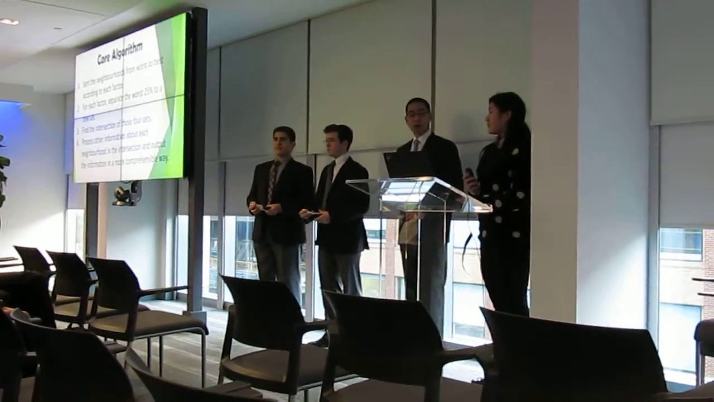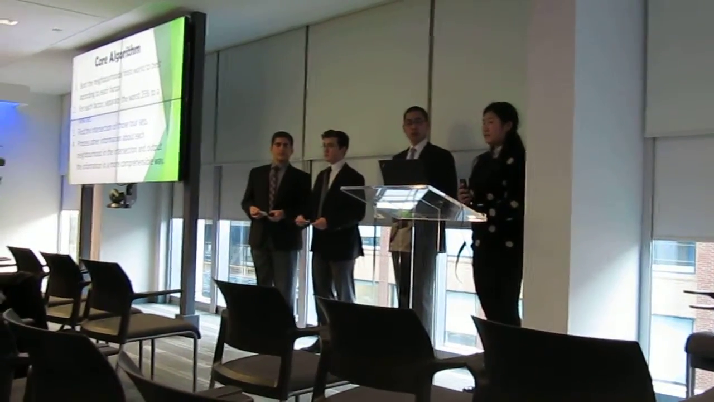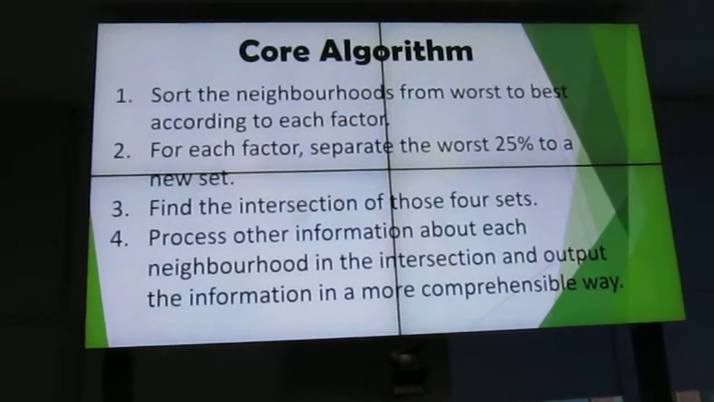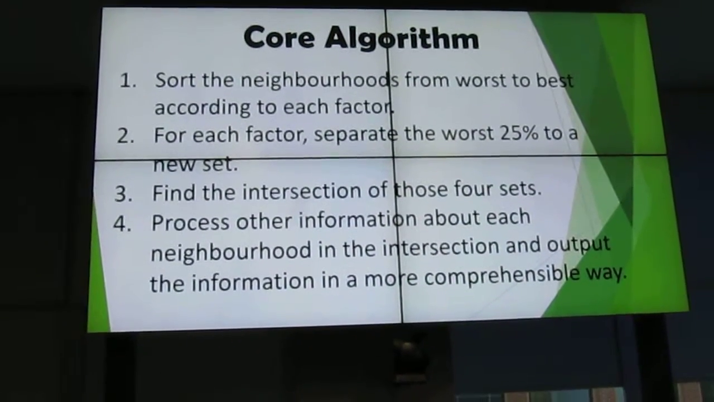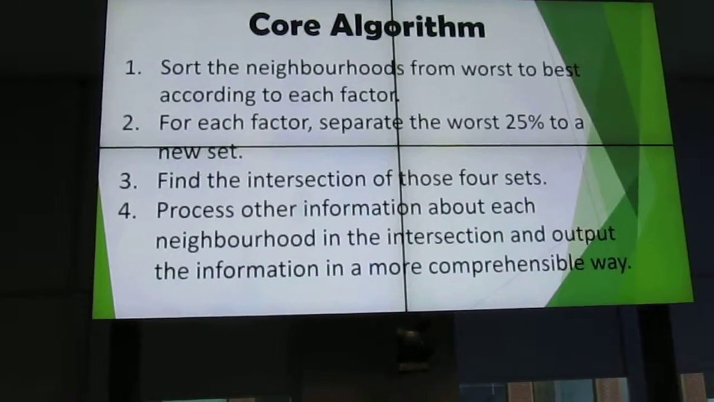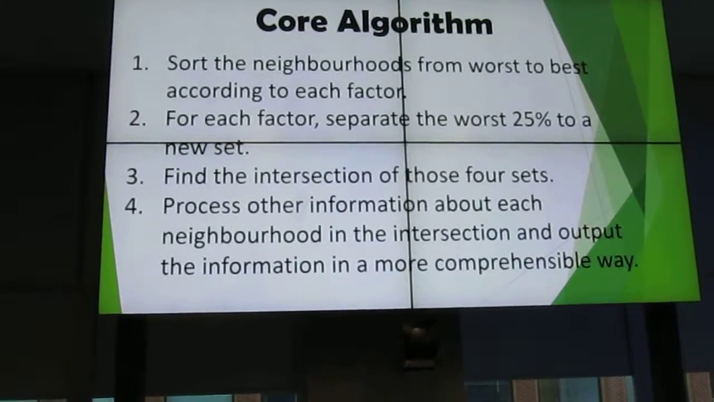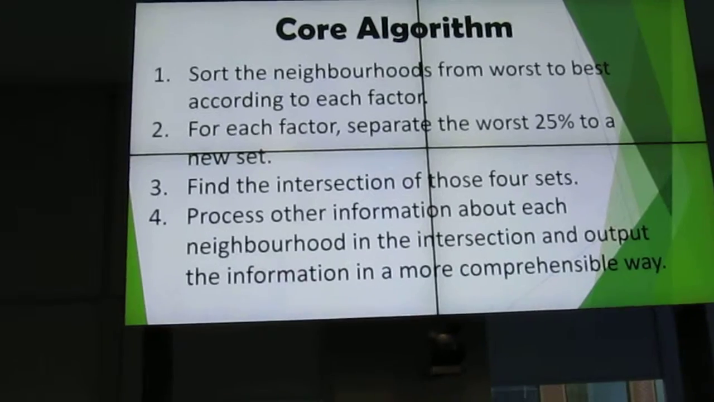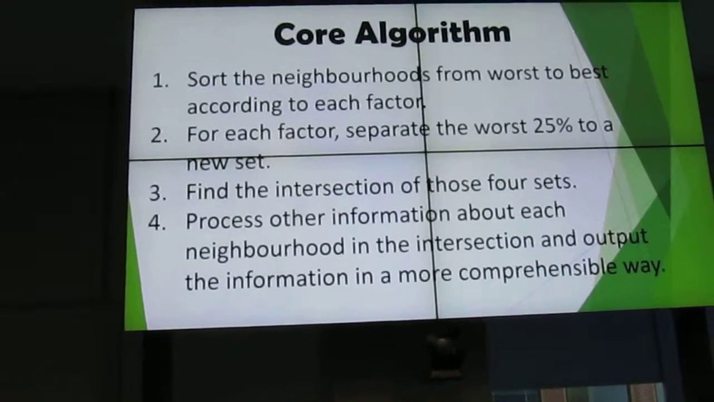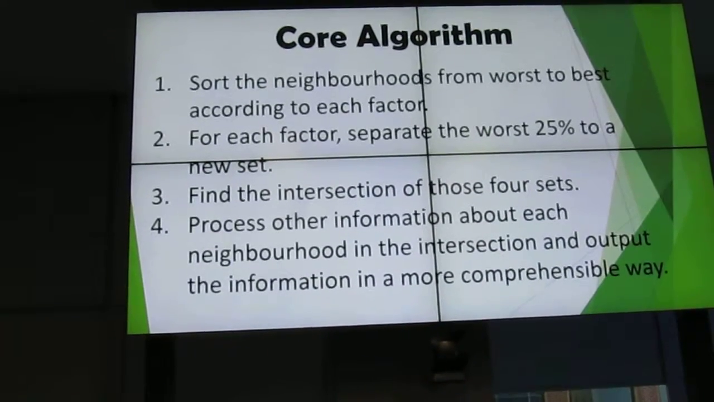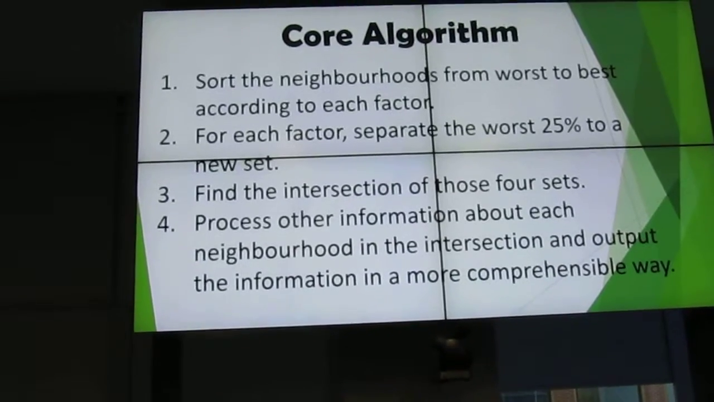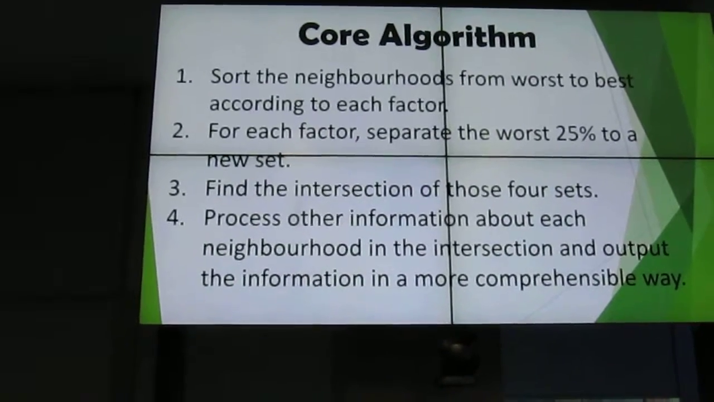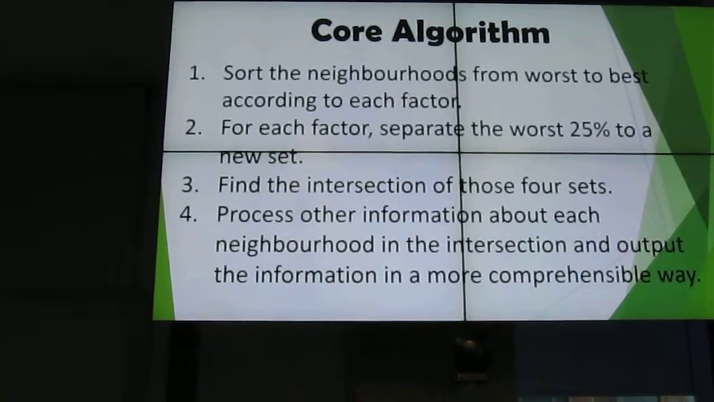Here is our core algorithm. First of all, we sort the neighborhoods from the worst to best according to each factor. And for each factor, we separate the worst 25% to a new set. We will explain why it is 25% later. So now we get 4 sets, and we find the intersection of those 4 sets. Finally, we process other information about each neighborhood in the intersection and output more comprehensible information.